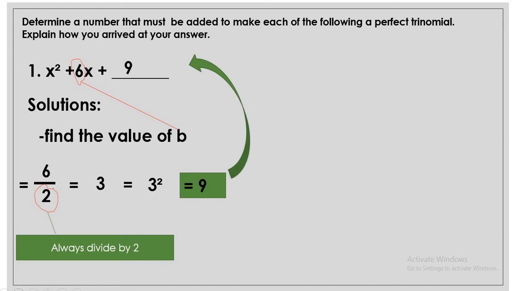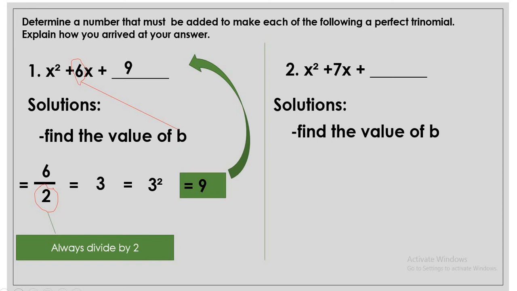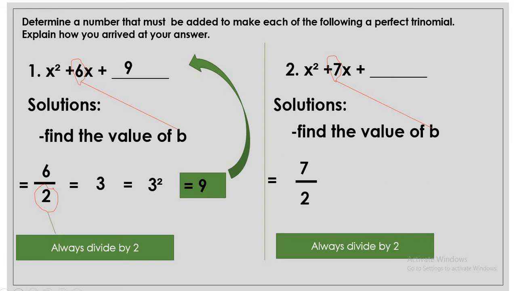Anyway, this example is very easy because the value of b is an even number. What happens if the value of b becomes an odd number? Example number 2, x squared plus 7x plus blank. Again, the first step is to find the value of b, and our value of b is 7. So what are we going to do next? Divide by, very good, divide by 2. Any value of b will be divided by 2.